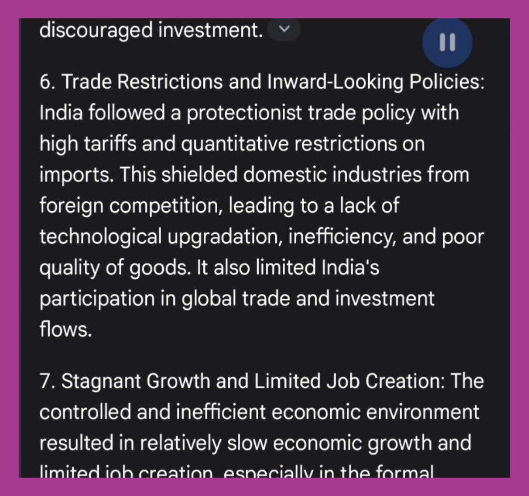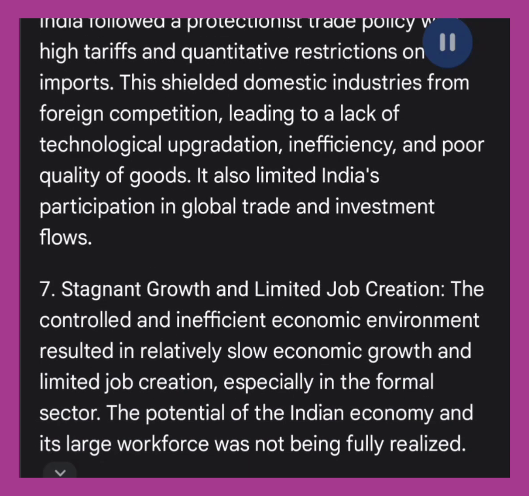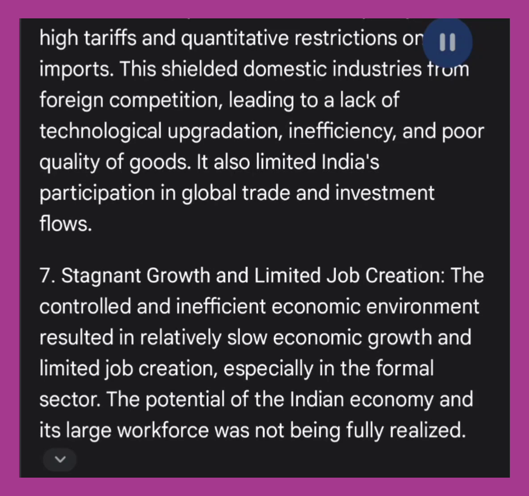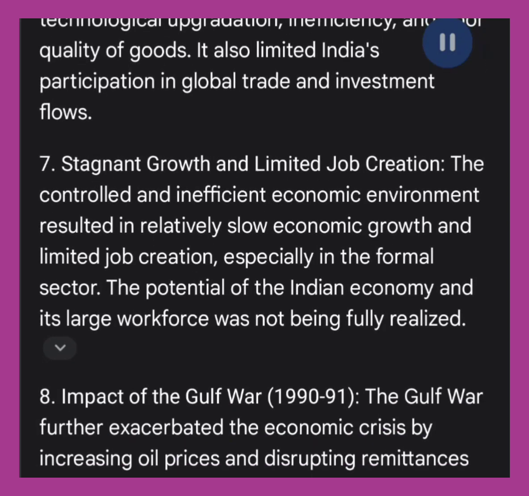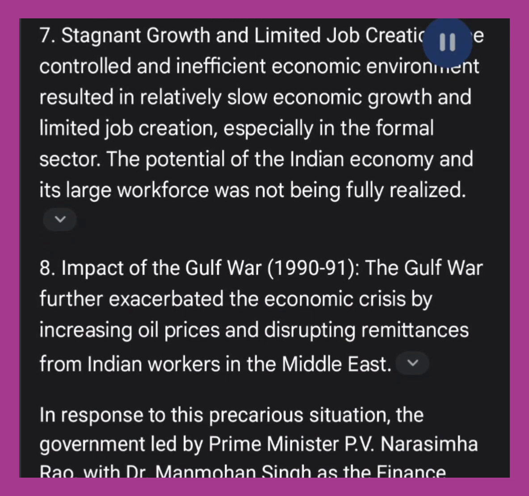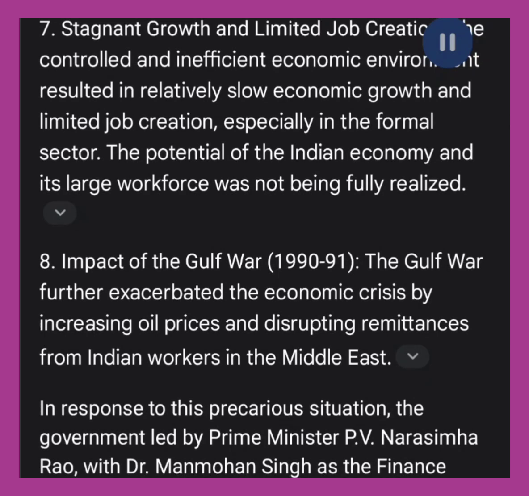7. Stagnant growth and limited job creation. The controlled and inefficient economic environment resulted in relatively slow economic growth and limited job creation, especially in the formal sector. The potential of the Indian economy and its large workforce was not being fully realized.